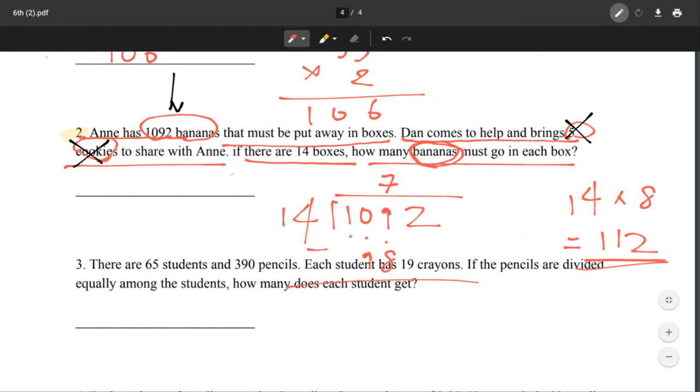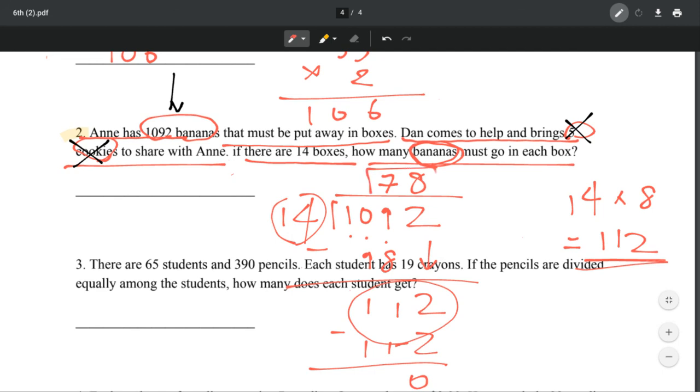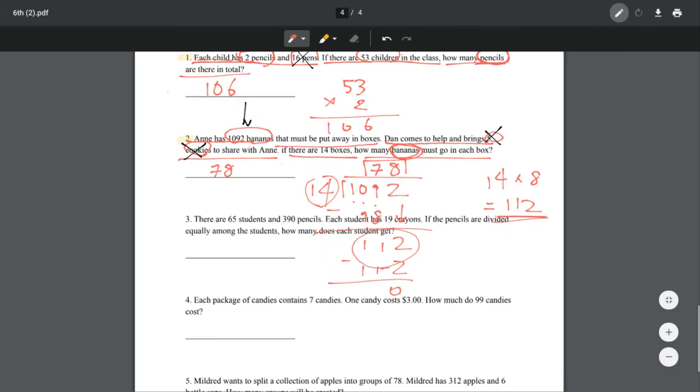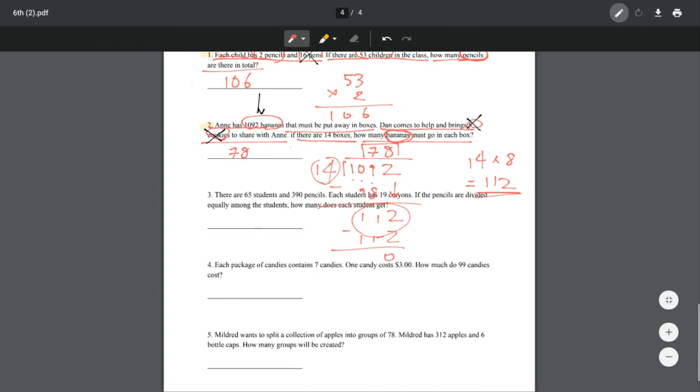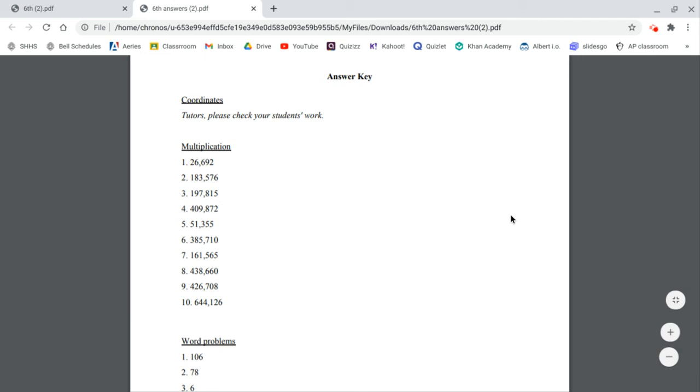When we subtract 98 from 109, that's 1, and that's 1, so that's 11. Bring down the 2, so now we have 112. To figure out how many 14s go into 112, we know it goes in 8 times, because 14 times 8 equals 112. And so our answer is 78. Okay, so that's it. Finish number 3, 4, and 5, and then here are your answers.